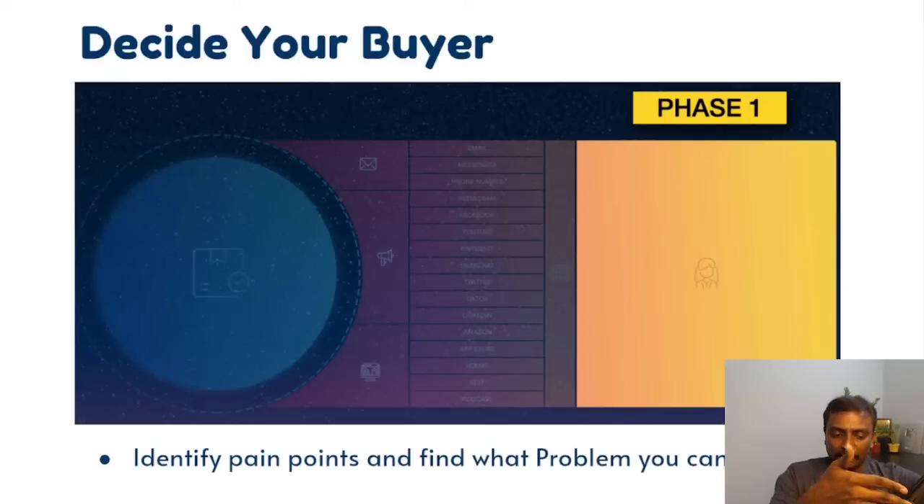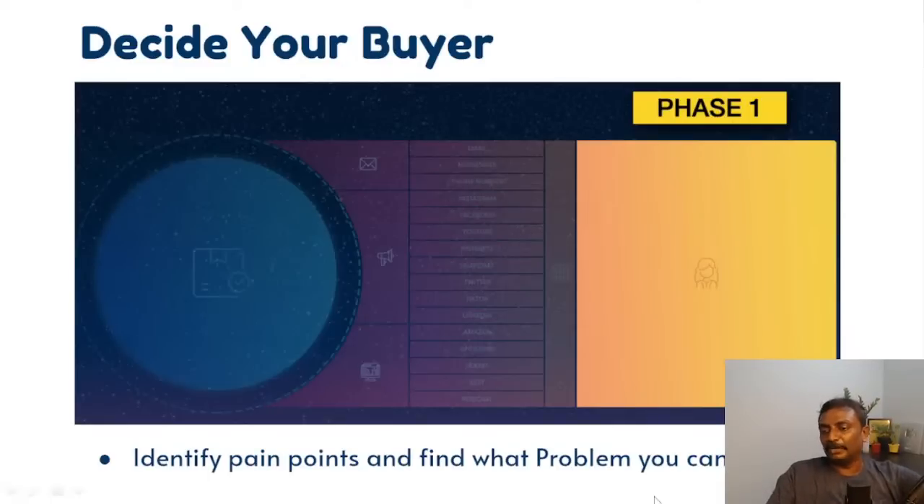Just take this t-shirt, or the pen which sold for 4 lakh rupees. It solves a problem of the customer. It solves the ego problem, like they want to showcase themselves in a different way, as the best in the industry. That is the problem the product solved. Lamborghini also solves the ego problem. Every product will solve a customer problem.